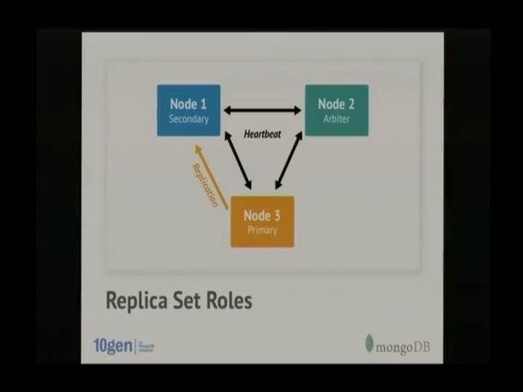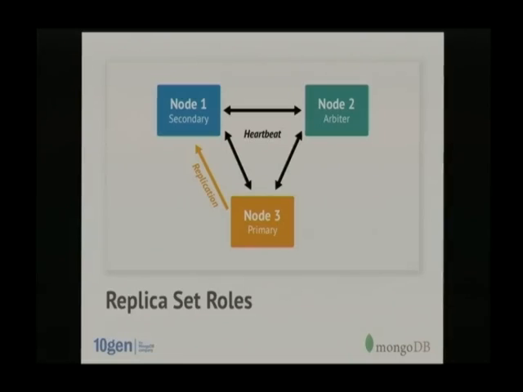A secondary is a data-bearing node. Basically it's a node that's available for reading. You can't write to a secondary directly. And you can have different configuration options for a secondary. So if you want a secondary which has a delay or perhaps is hidden, so you only use it for certain uses, you can do that as well.